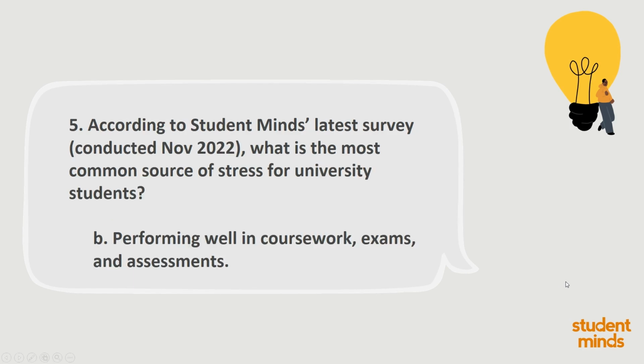Question 5. According to Student Minds' latest survey, which was conducted in November 2022, what is the most common source of stress for university students? The most common cause of stress is B, performing well in coursework, exams, and assessments. Alongside this, there was also keeping up with studies, managing time, and managing money.